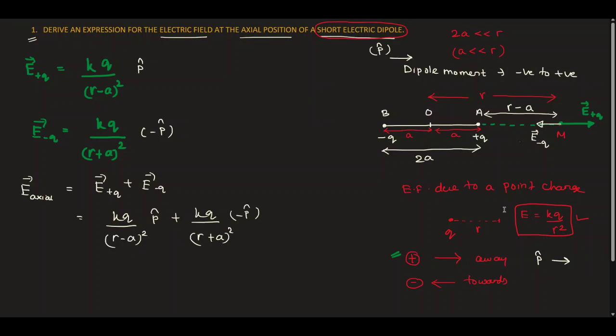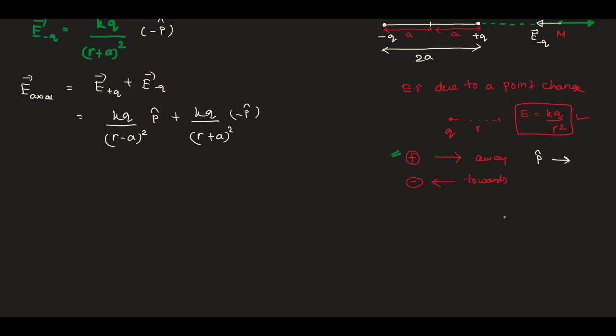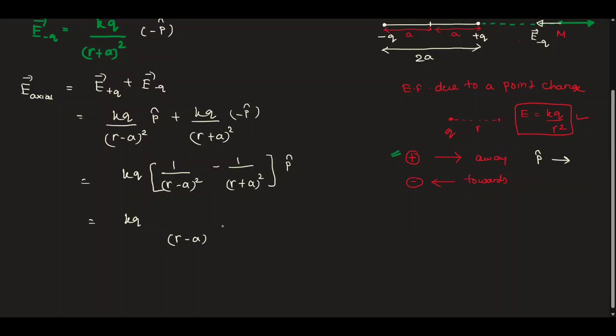Okay. So in the next step, what do you have to do? You can take KQ common. In the bracket, you'll have 1 by R minus A whole square. Then this plus and minus becomes minus, so it will be minus 1 by R plus A whole square. And outside the bracket, write P cap. That implies it will be KQ. If you take the LCM, it will be R minus A whole square into R plus A whole square.